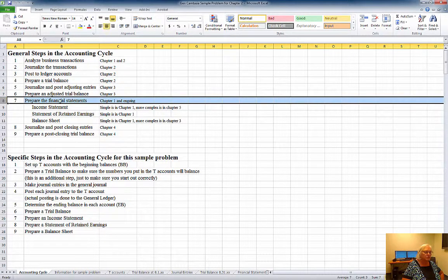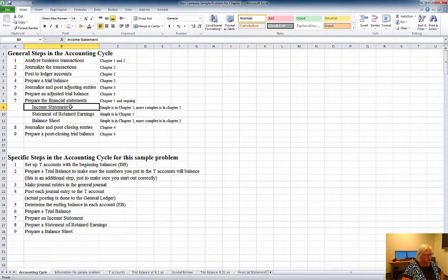We're going to prepare financial statements then. So in chapter 1 and ongoing, the financial statements were introduced. A simple income statement is prepared first. That was in chapter 1. More complex is covered in chapter 5, so get ready for more. A statement of retained earnings, the simple version is in chapter 1. Balance sheet, a simple version is in chapter 1 and more complex in chapter 3. So you prepare the income statement first, then the retained earnings, then the balance sheet, and everything flows together.